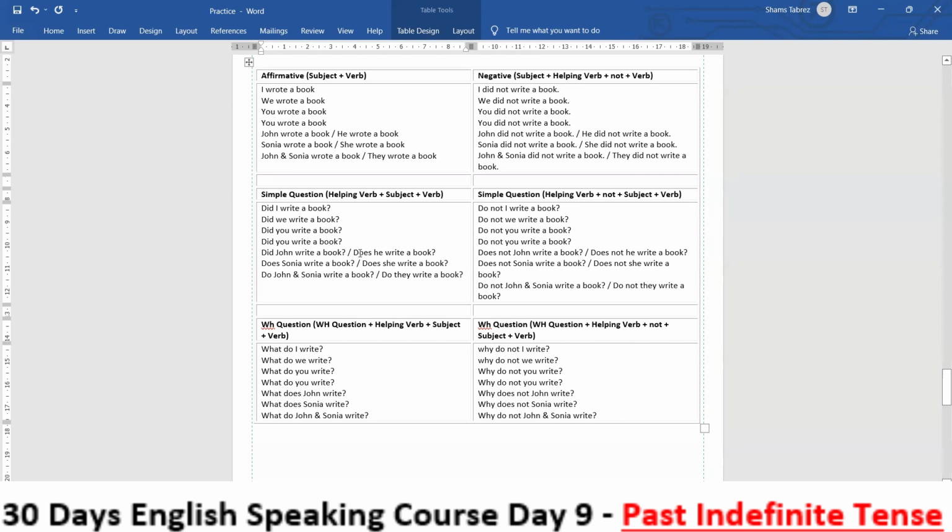Next. Did John write a book? क्या जॉन ने बुक लिखा? Did Sonia write a book? क्या सोनिया ने बुक लिखी? Did John and Sonia write a book? क्या John and Sonia ने बुक लिखा? Perfect. Okay. This is about simple question.